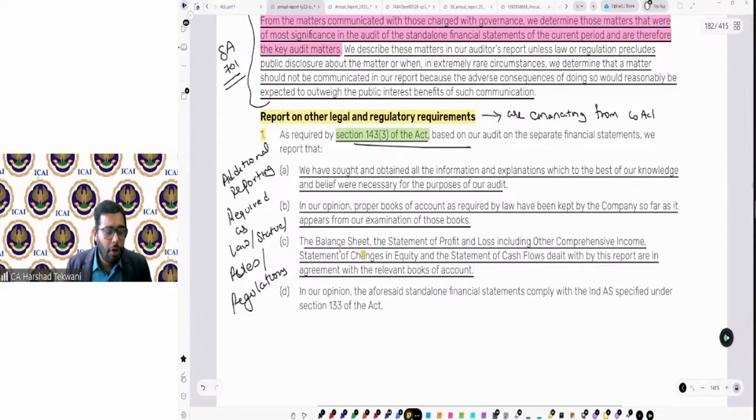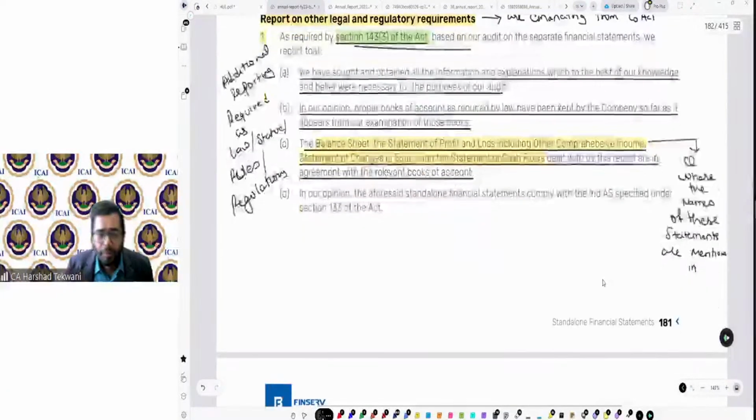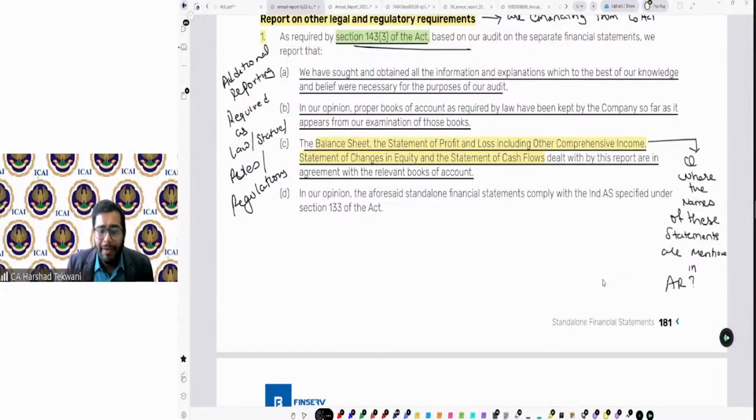If you want to understand why we are mentioning all these things, we need to understand from where we are referring to these names. So the question is: where are the names of these statements mentioned in the audit report, other than this particular paragraph, and on what basis are they mentioned over there?